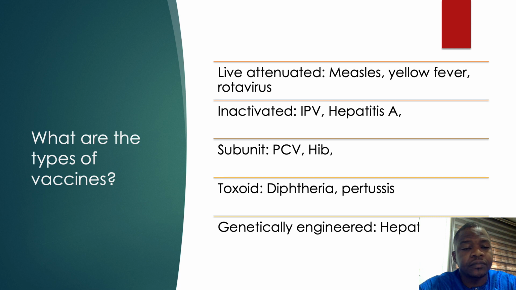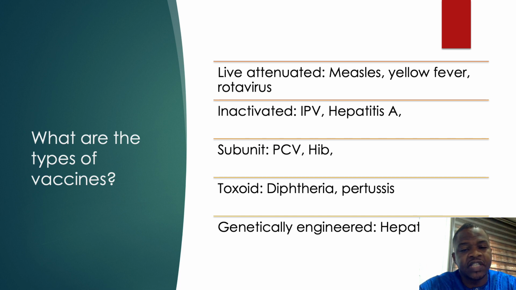Then you have the subunit vaccines, which take a component, so not the whole killed pathogen, but just a component of the killed pathogen, and you then use it to develop the vaccine. Examples are the PCV and the Haemophilus influenzae B vaccine. Then there are also the toxoid vaccines, right? So the toxoid vaccines, you take the toxin from the pathogen and then use it to develop the vaccine. Examples are the diphtheria and the pertussis vaccine.